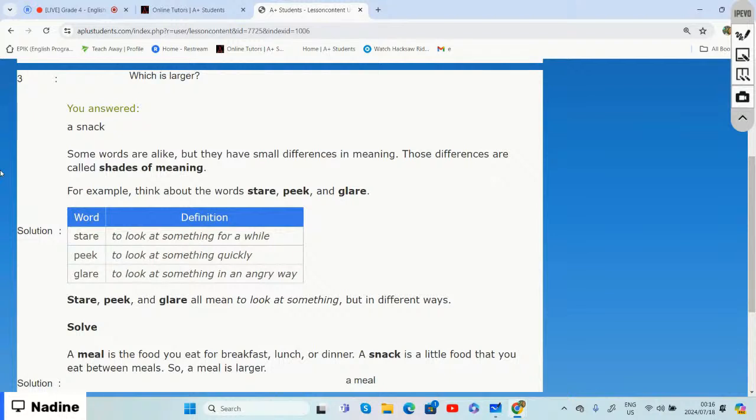And then we specifically looked at stare, we looked at peek and glare, right? And we said stare, peek, and glare. It all means to look at something, but you're going to look at something in a different way, right? So to stare is like to look at something for a while.